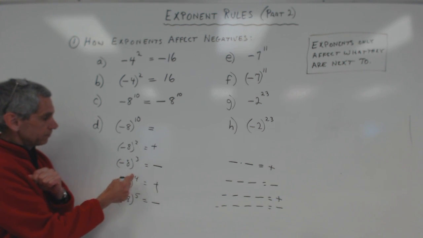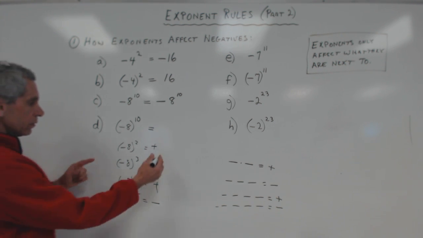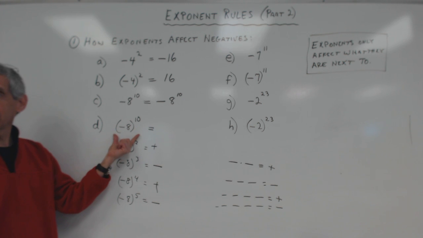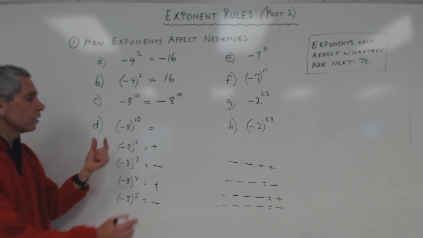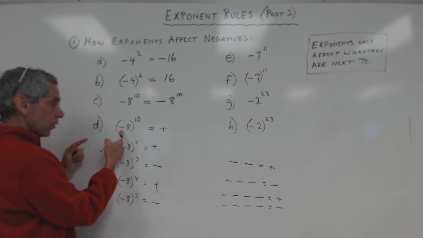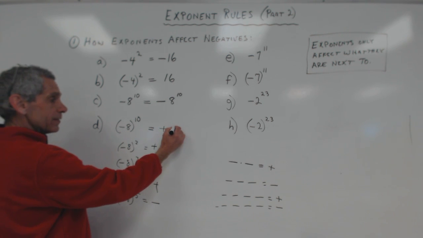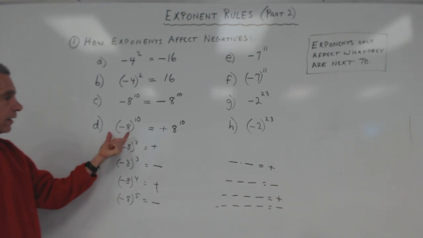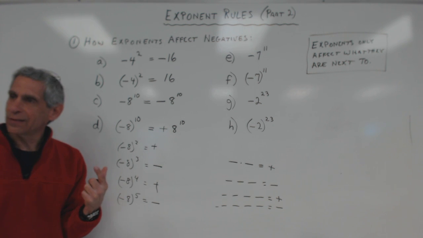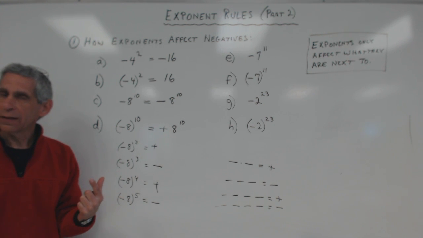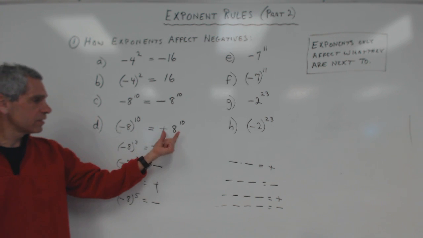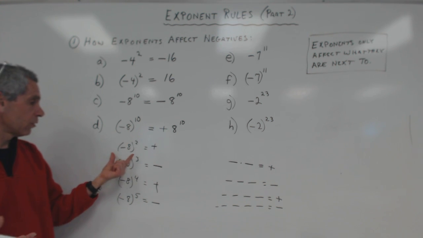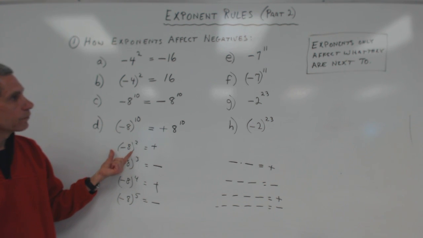So this one right here, this was the original problem. What's it going to be, positive or negative? It's going to be positive, right? And so I don't need to write the negative 8 anymore. It's now 8 to the 10th. Does that make sense? The idea with math is to keep it simple, right? And to me, this is simpler. 8 to the 10th is simpler than negative 8 in parentheses to the 10th. You follow me?